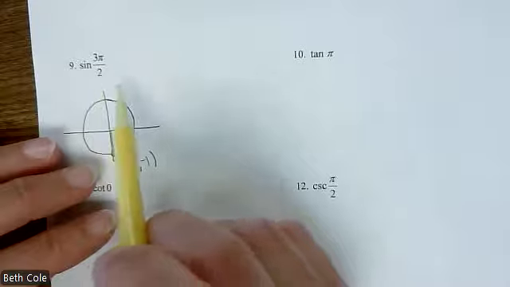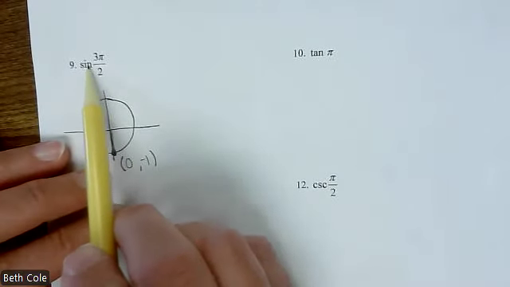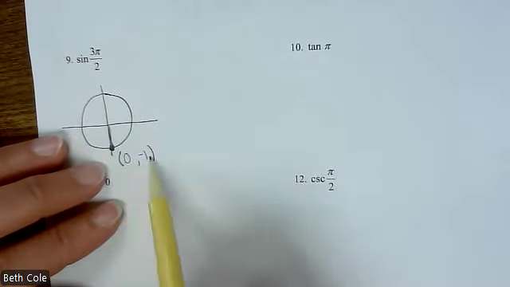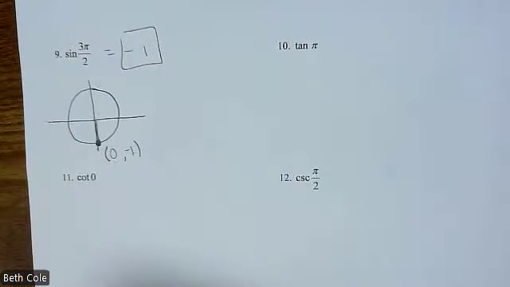All right, hold on. I want to be able to do 2 more. Sine is the y value. Which one of these is the y value? Yeah, -1 is your answer. I'm going to do 1 more. Oh, wait, that was easy.